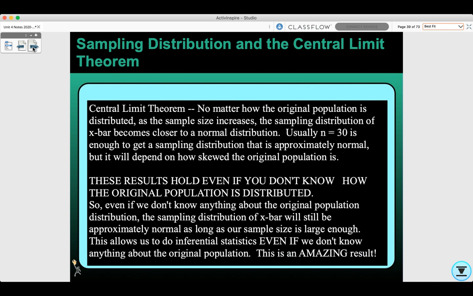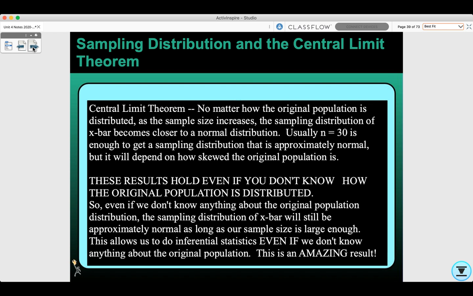The central limit theorem: no matter how the original population is distributed, as the sample size increases, the sampling distribution of x bar becomes closer to a normal distribution. Usually n equals 30 is enough to get a sampling distribution that is approximately normal, but it will depend on how skewed the original population is.